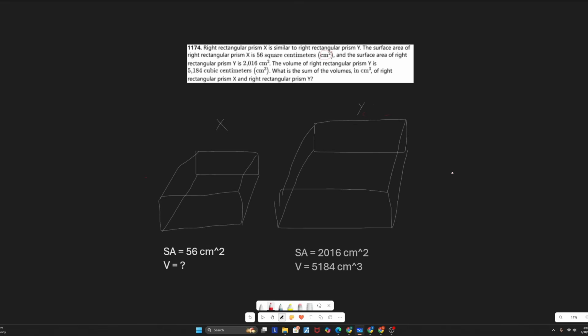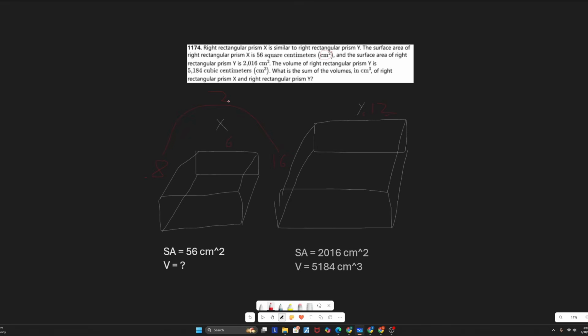Now to illustrate this, let's give X and Y sample dimensions. So let's say that the length of prism X is 8 and the length of prism Y is 16. And let's say that the width of prism X is 6 and the width of prism Y is 12. The scale factor here would be 2 because that is what you multiply the dimensions of X by to get the dimensions of Y. However, you can't apply this to surface area and volume. That is to say, the surface area of Y would not be 2 times the surface area of X, even though the scale factor is 2.